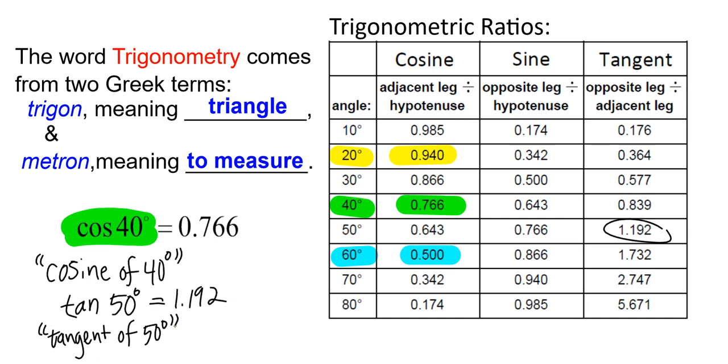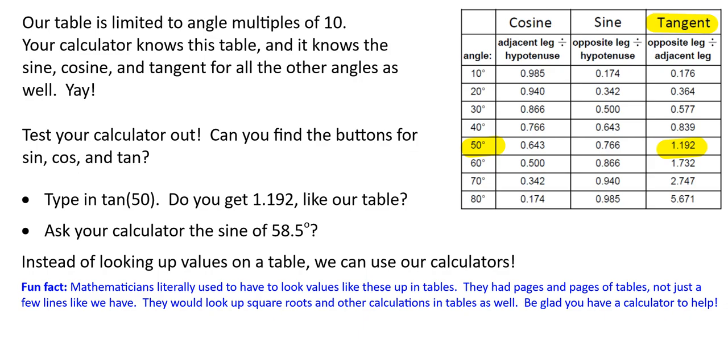So we read it with the word of, and it always will have an angle with it. We'll never have just cosine equals. It's got to be cosine of whichever angle equals. So our table that we created last time was limited to angle multiples of 10. So we looked up 10 and 20 and 30, 40 degrees and so forth.